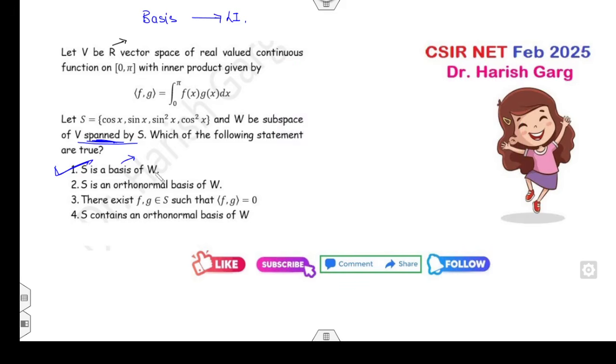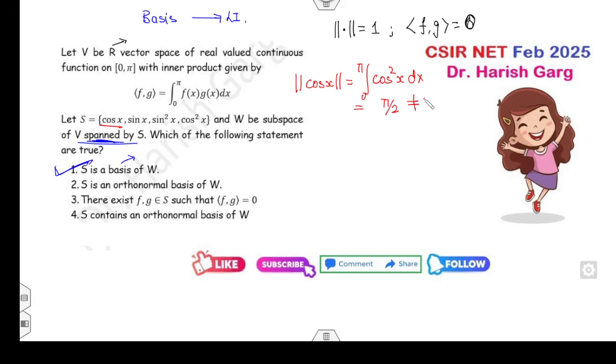Look at the second option. Orthonormal. That means your target is to prove the norm is 1 and any two elements in the basis S must be orthogonal, with inner product 0. But you can see, if I take cos x, what is the norm of cos x? That will be the integral from 0 to pi of the square of this element, cos square x, which is pi over 2, not 1. That means they are not orthonormal. Fine. So the second option is cancelled.